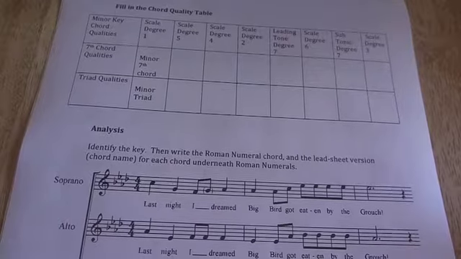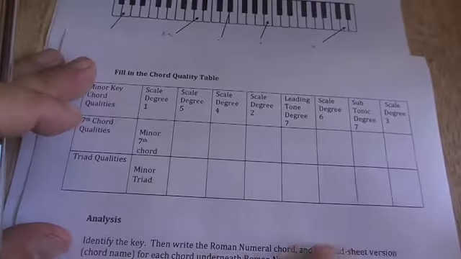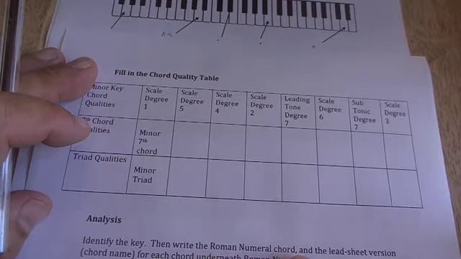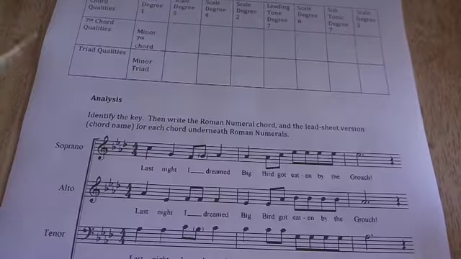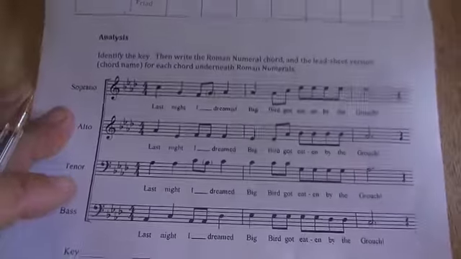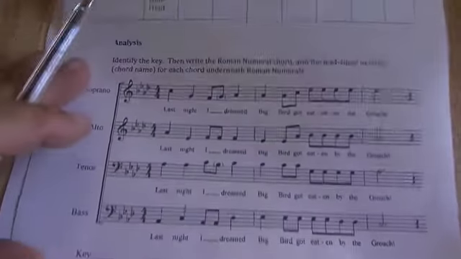Okay, the analysis. It says here, write the Roman numeral chord, lead sheet, and identify. So write the Roman numeral chord and the lead sheet version of the chord underneath each of the Roman numerals. Well, what does the lead sheet mean? That means what you'd see on sheet music. So for instance, I'll do this first one with you and we'll get oriented together.